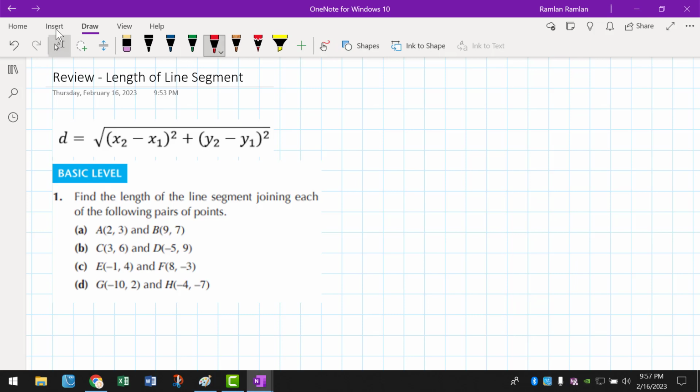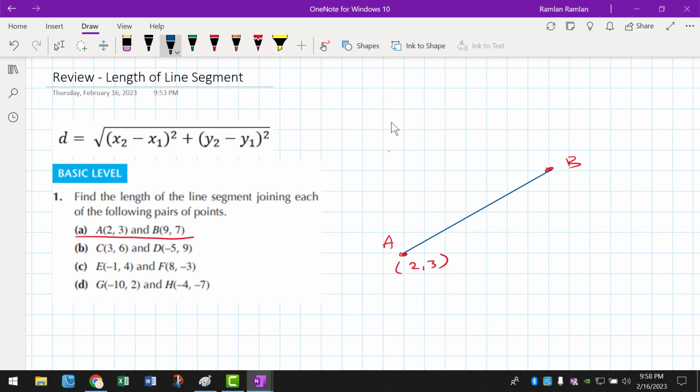Here we go. Find the length of the line segment joining each of the following pair of points. Let's go to A here. We're going to find the length from point A to point B. If you see in a Cartesian diagram, for example, point 2,3 is over here, this is A, and 9,7 is approximately over here. That's B. If we draw a line from A to B, it will make a line segment, so we want to know the length of this line.